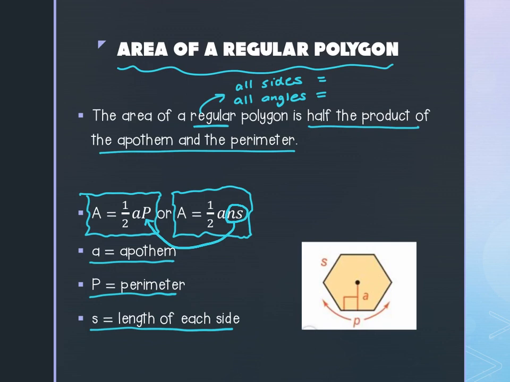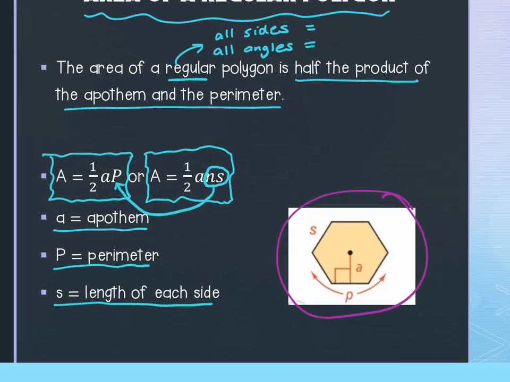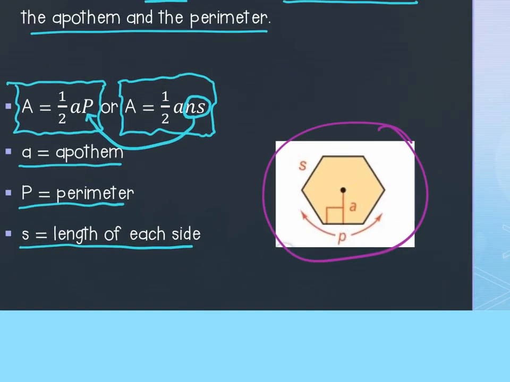So if I was to find the area of this polygon, I would have to know what A is, I would have to know what S is, I would have to know the number of sides, 1, 2, 3, 4, 5, 6 this time, and then I can do 1/2 A, N, S, or you can do N times S to get the P and just multiply by that.